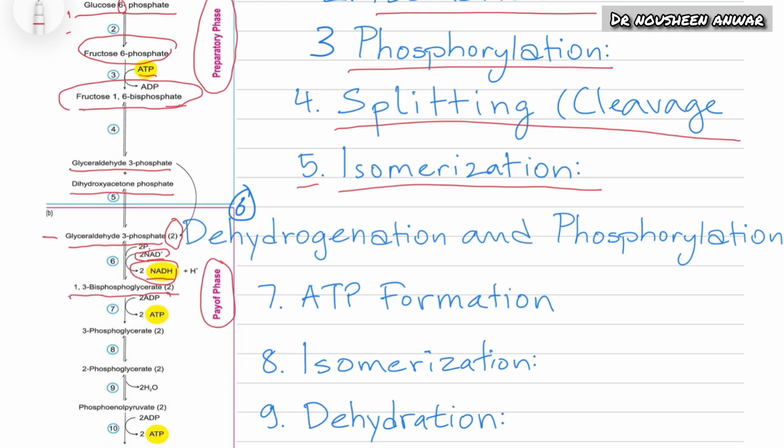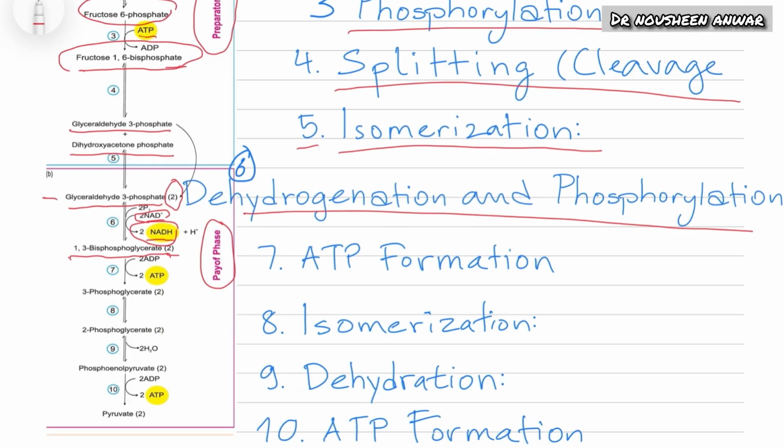Now this process, this step, is the sixth step, which is called dehydrogenation and phosphorylation. One thing, this is the question you have to figure out: from where does this phosphate attach? Previously we said that ATP gives phosphate, but from where is this phosphate attached to make 1,3 bisphosphoglycerate? This is the question you have to comment to me, what is the answer, right?